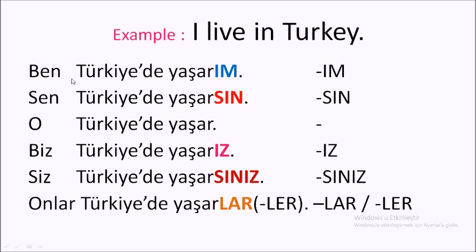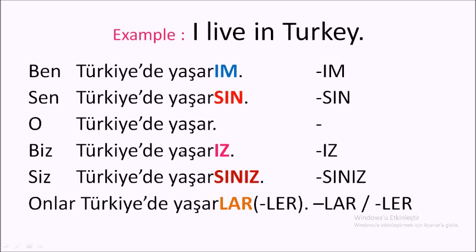So, let's start. Ben Türkiye'de yaşarım. Sen Türkiye'de yaşarsın. O Türkiye'de yaşar. Biz Türkiye'de yaşarız. Siz Türkiye'de yaşarsınız. Onlar Türkiye'de yaşarlar. Okay, here you shows a one person. Here you shows more than one person.